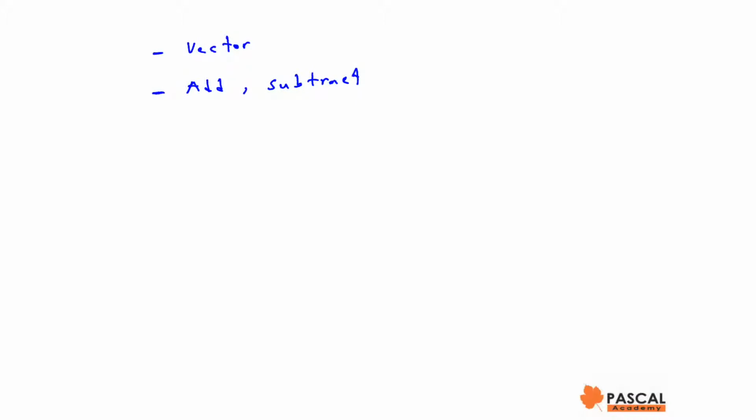Let's recap. In this lesson, we introduced a new quantity called a vector. A vector is a quantity with both magnitude and direction. We learned how to add and how to subtract two vectors. To find the angle between two vectors, we have to put them in tail-to-tail position.